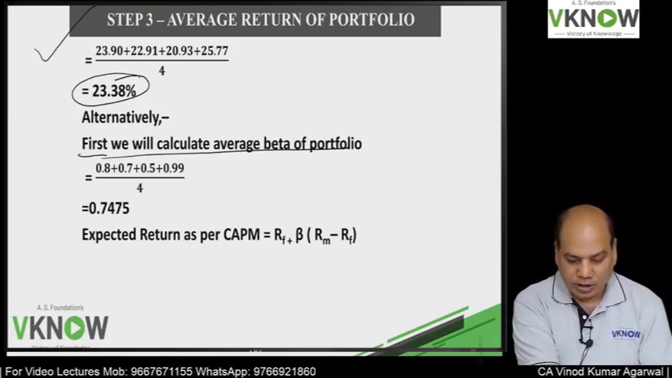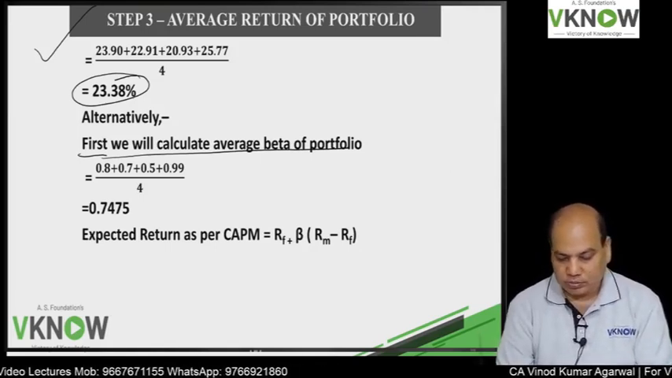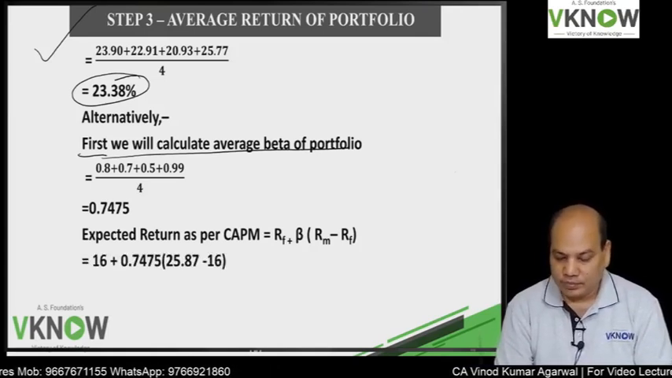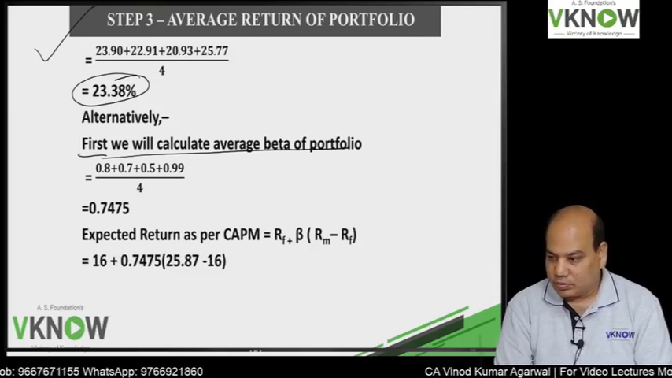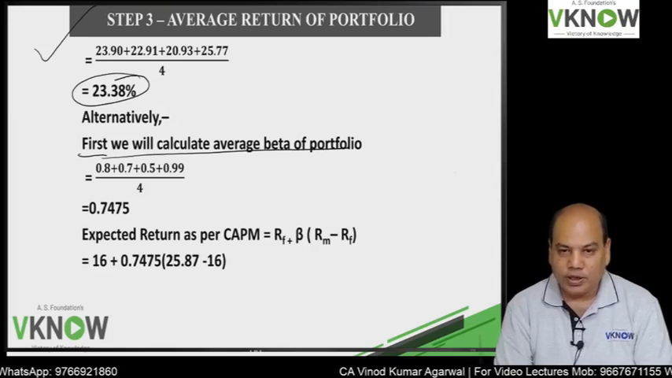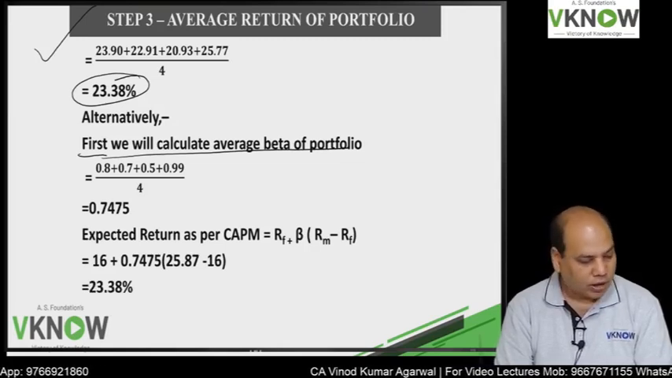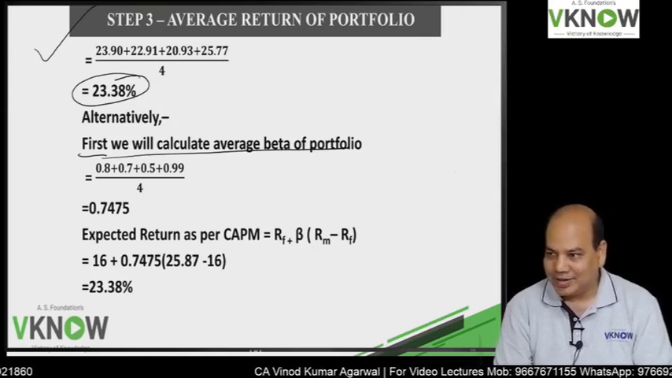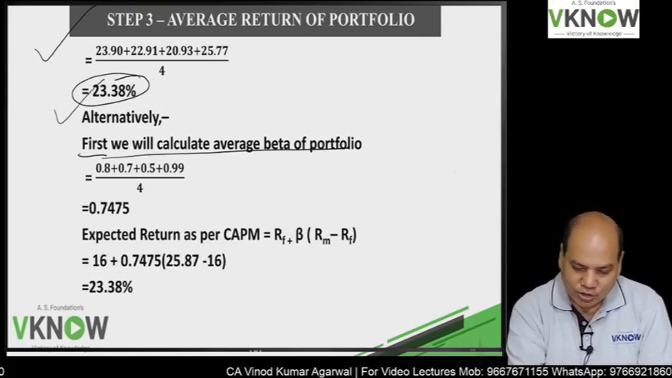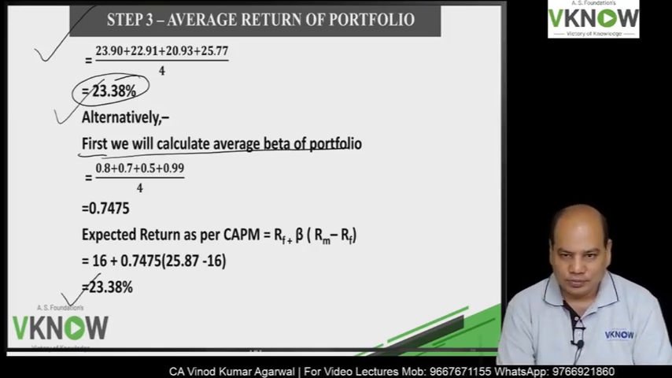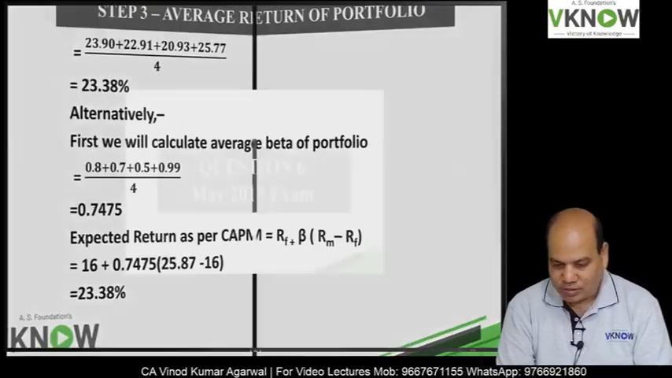So write down expected return as per CAPM: RF plus beta into RM minus RF. Please write down 16 plus 0.7475 into bracket 25.87 minus 16. So are you getting 23.38%? Say yes. So you will get almost the same answer. Some difference may be because of the rounding off. It's okay. Yeah, they will give you marks.